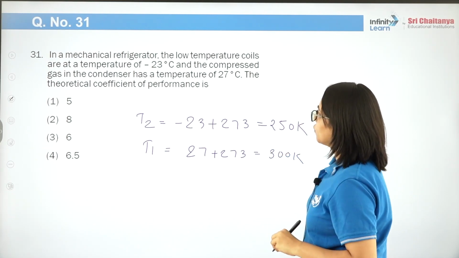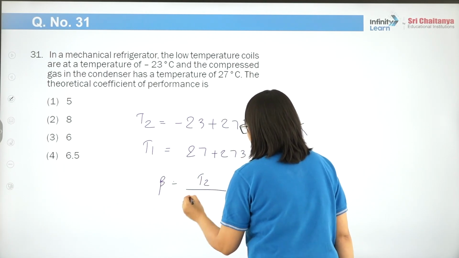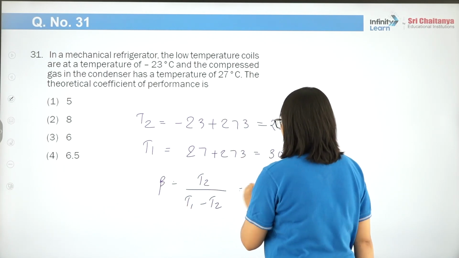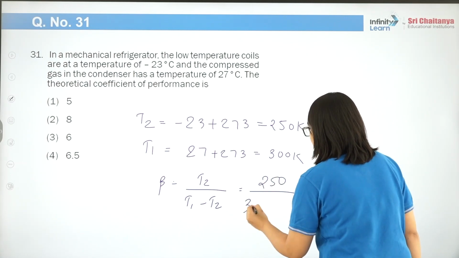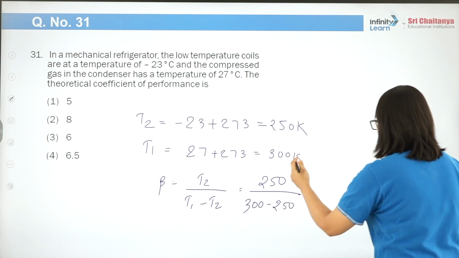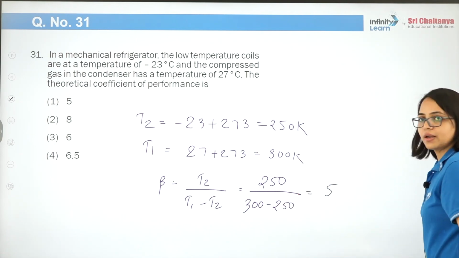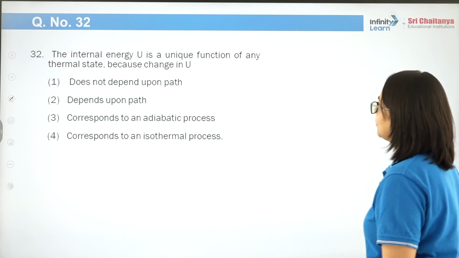The coefficient of performance beta is T2 upon T1 minus T2. T2 is 250 divided by 300 minus 250. So, this will be 250 divided by 50, that equals 5. So, coefficient of performance is 5, which is option 1.